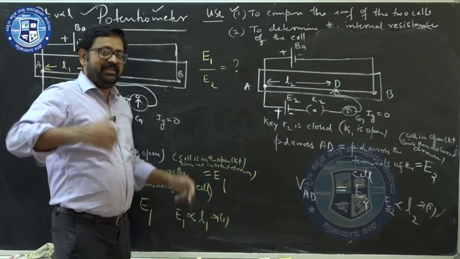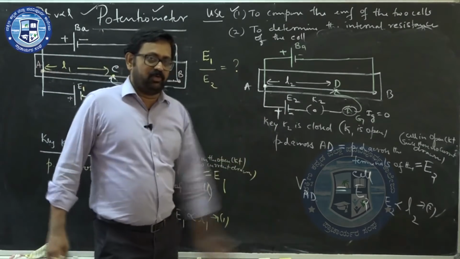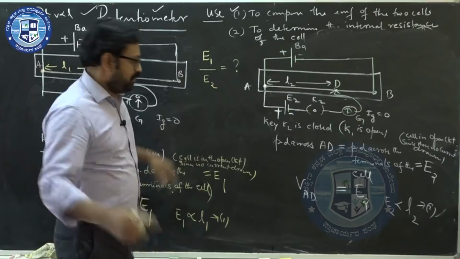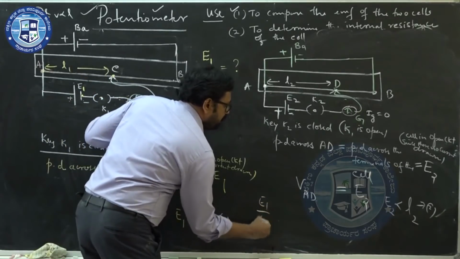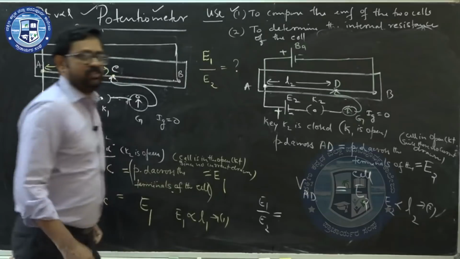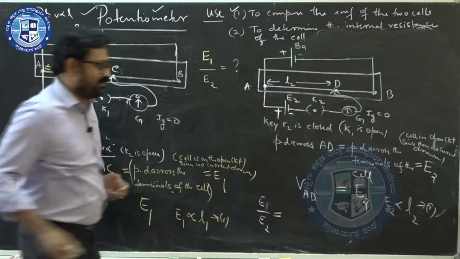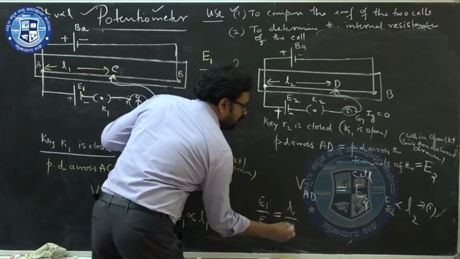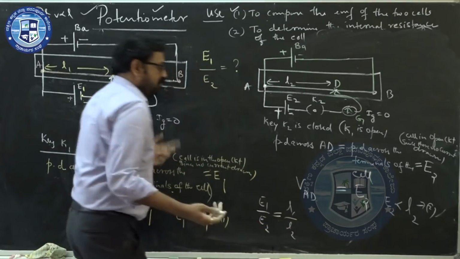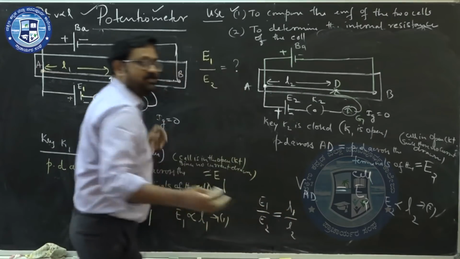E1 is equal to phi into L1. E2 is equal to phi into L2. My aim is to compare the EMF, right? So if I compare the EMF, E1 by E2 is equal to, can I say constant will get cancelled? What you are left out with? L1 by L2. See, problem is solved.